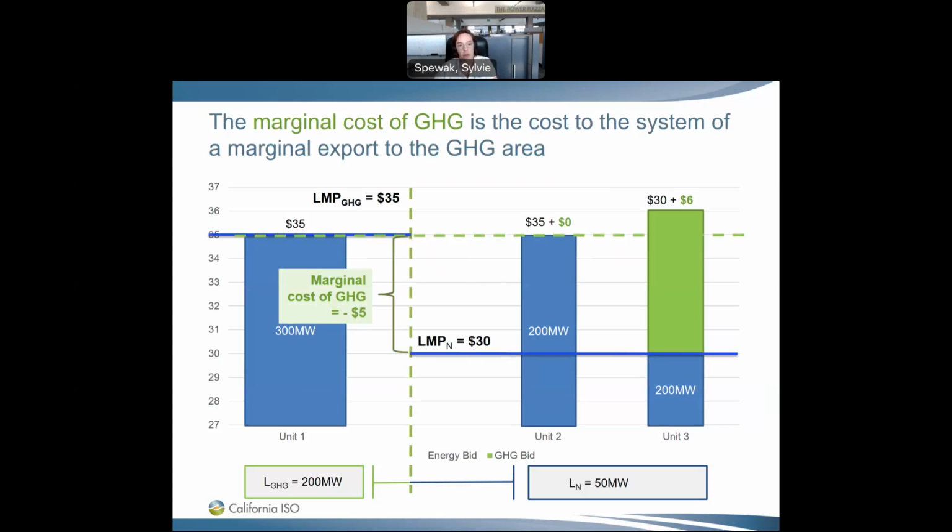Usually we would prove this by relaxing the GHG export allocation, and that still holds true here. Whether we're taking 200 megawatts from Unit 1 or 200 megawatts from Unit 2, no matter what that is, when we relax it by a megawatt, we still see the same change in cost to the system. So I'll show you what that looks like on the next slide.